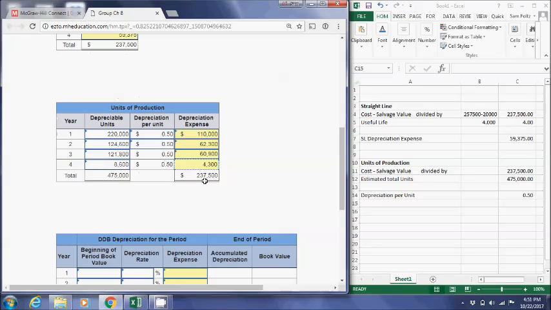out to where I don't depreciate it past the cost minus salvage value of 237,500.